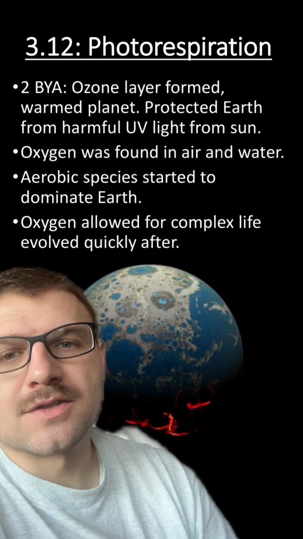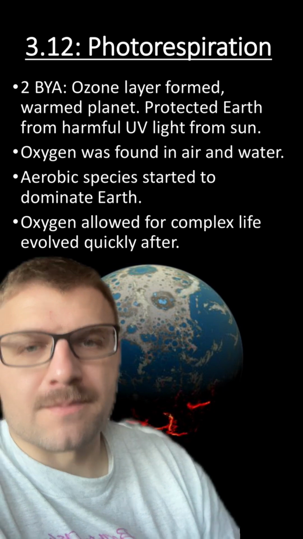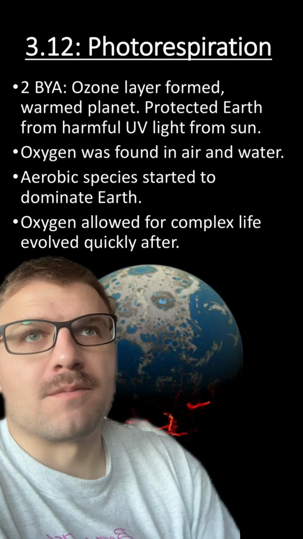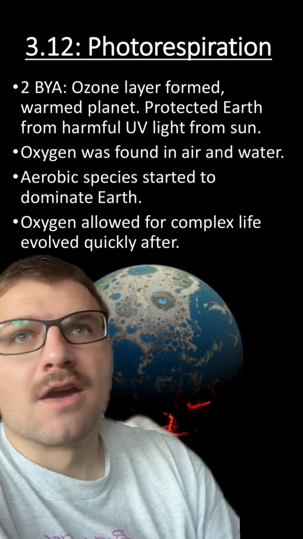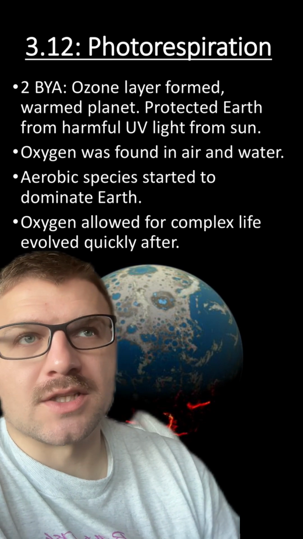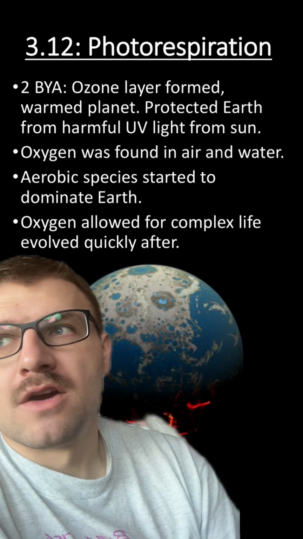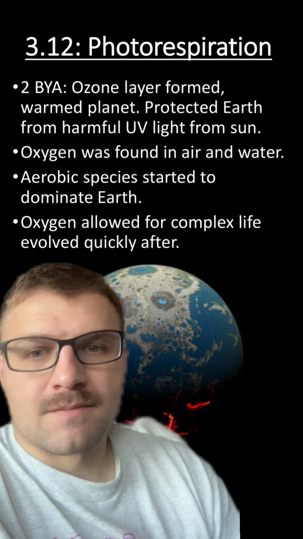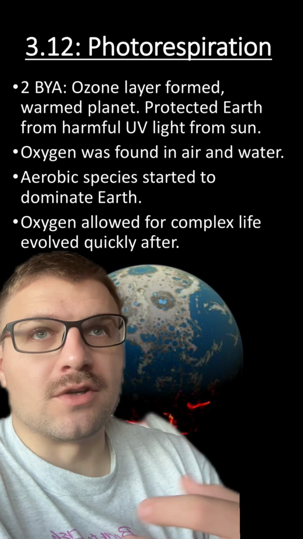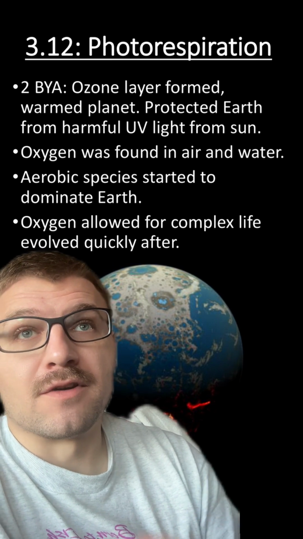About 2 billion years ago, our ozone started to form, and then the planet started to warm. Now, this ozone layer protects us from the harmful UV radiation from the sun. It was around this period where aerobic species started to really dominate the Earth. And by aerobic, I mean species that use oxygen for some type of metabolic process. Oxygen actually allowed for complex life to evolve quickly after, since there was so much more oxygen in the atmosphere than before this event.